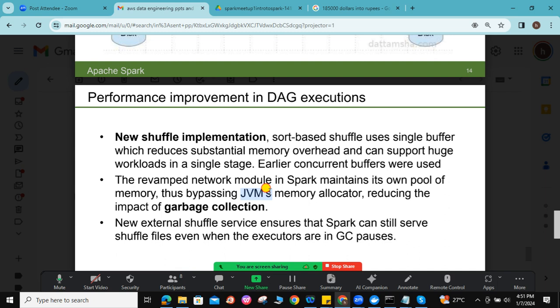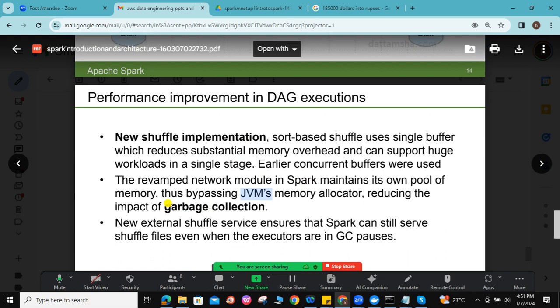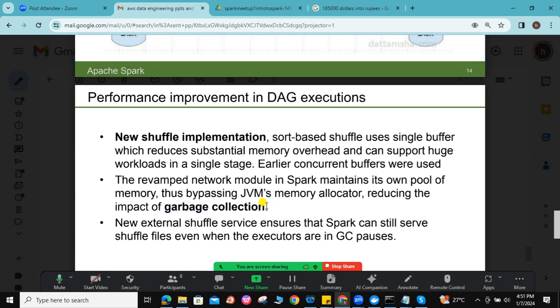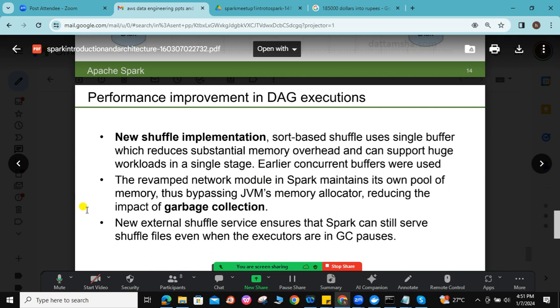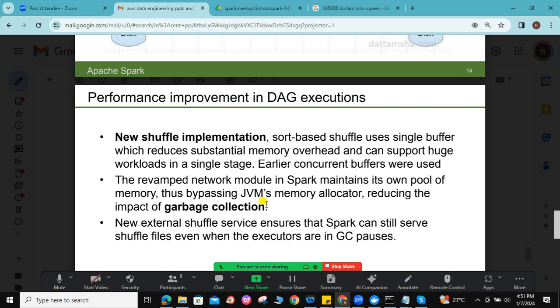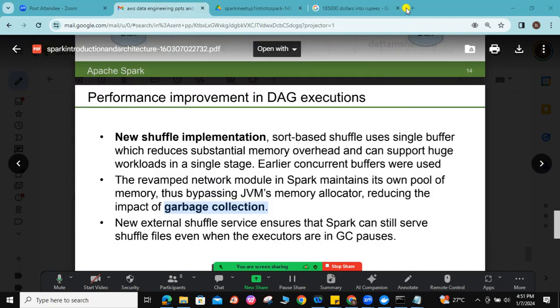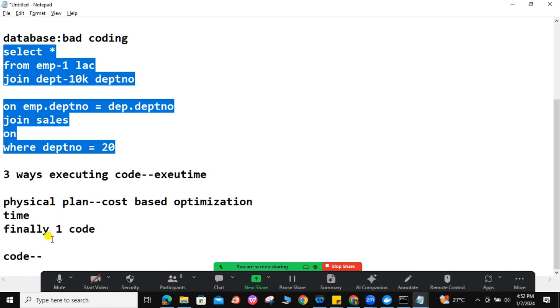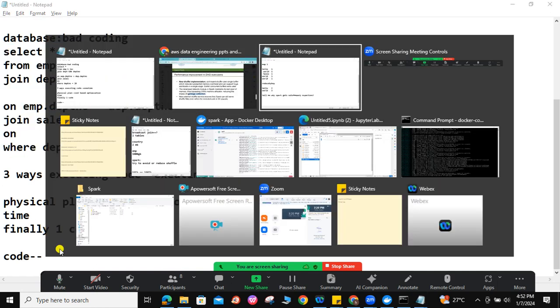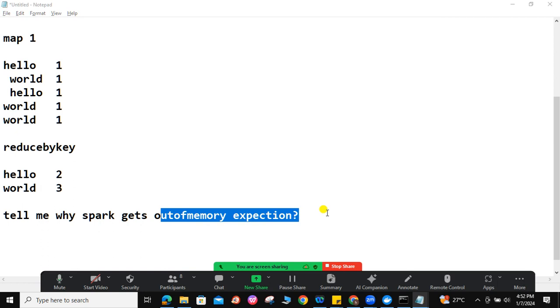JVM, Java virtual machine. It allocates memory, and as a lot of shuffle happens, the garbage collection fills with junk data, junk things you will not close. Some file would have been opened, some shuffling will happen, because of that some process will be there. So all those come into the garbage collection, and you are not closing or not cleaning. What will happen? It will overflow and you will get out of memory exception. That's why there will be an interview question on out of memory exception.